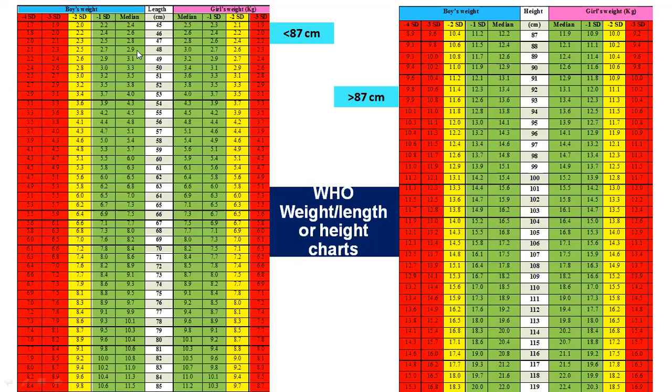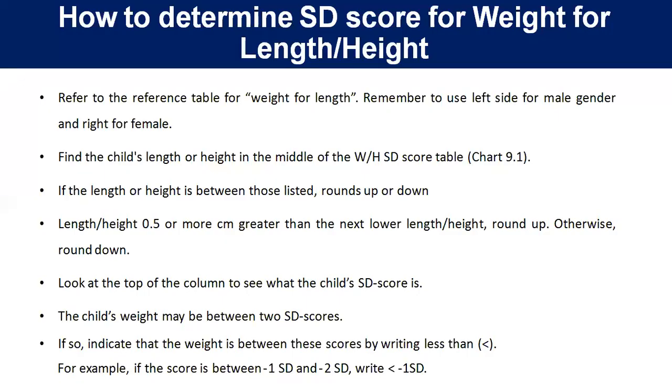So here we can see it is given as green, yellow, and red. If the weight falls in the red zone, we will say it is below -3 SD and the child has severe acute malnutrition. If it falls in the yellow zone, then it is moderate acute malnutrition. And if it falls in the green zone, that is normal nutrition. There is no malnutrition. So here it is described how we can use that chart.